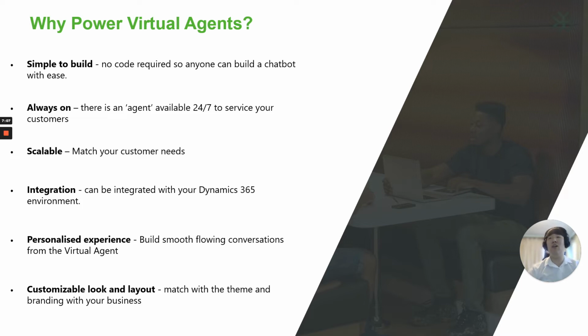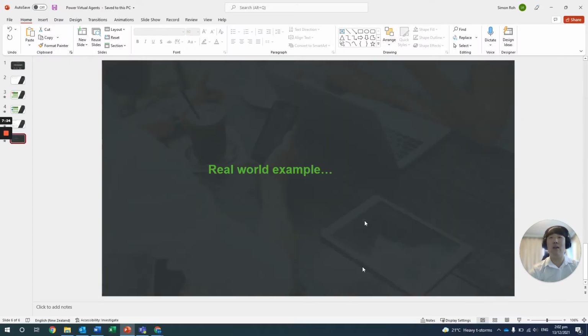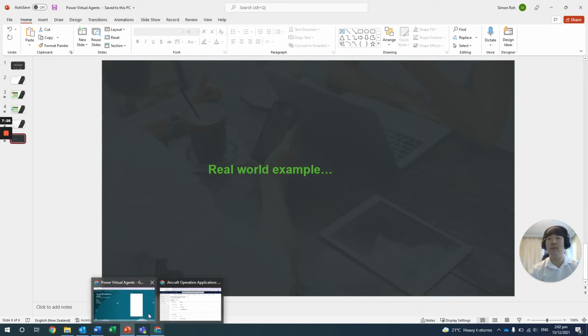And lastly, the look and layout for the Power Virtual Agent is customizable with the theme and branding of your business to match with it. For example, for Magnetism, it's green and black, so we might want to incorporate that when we build a Power Virtual Agent. With that said, let's look at a real-world example of a Power Virtual Agent that I've built.